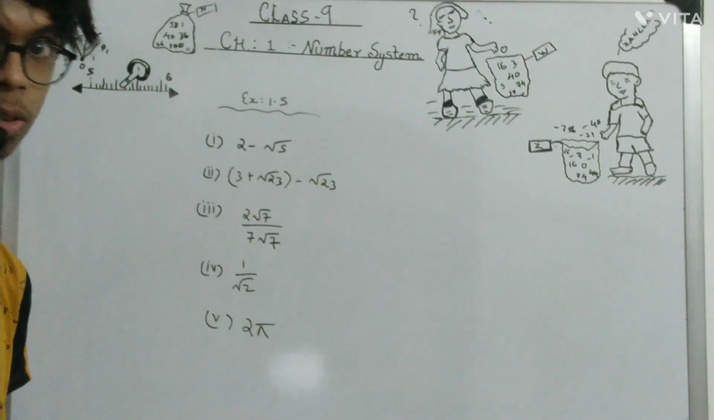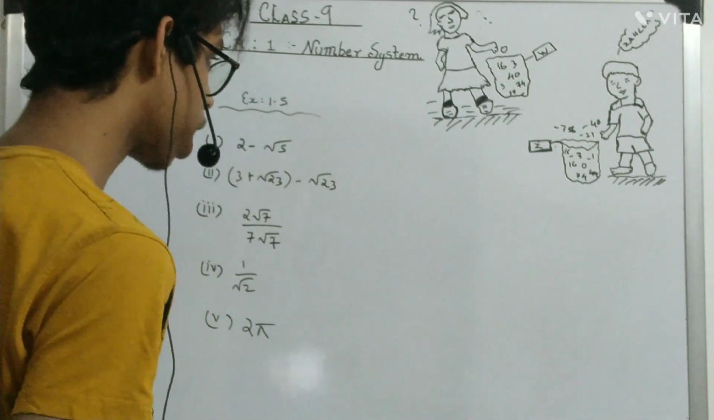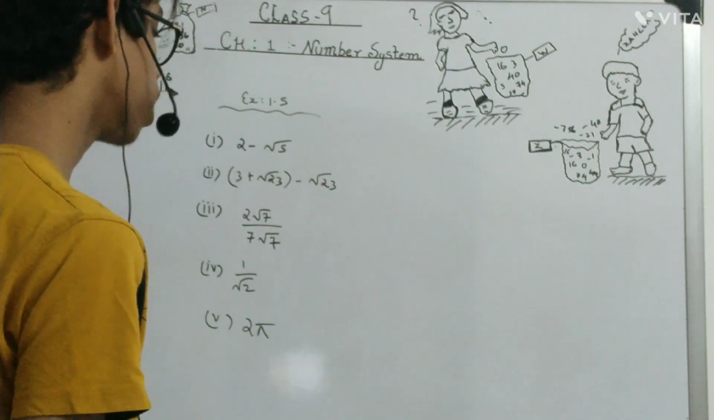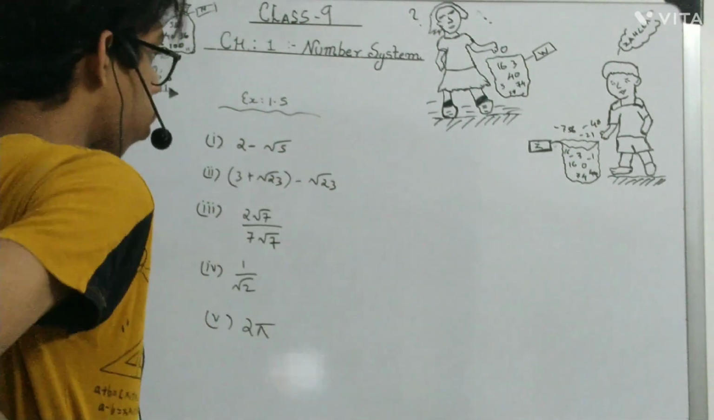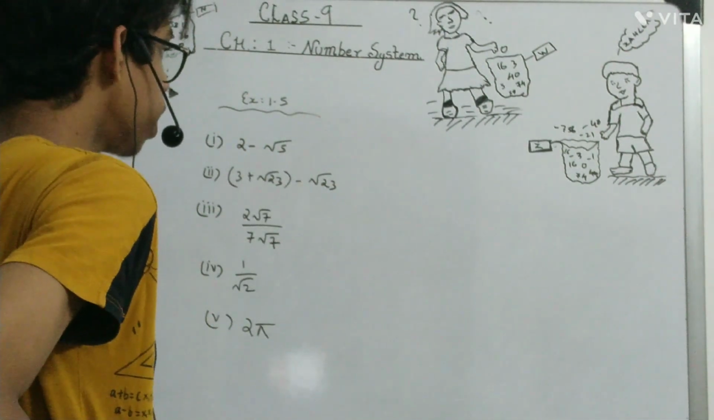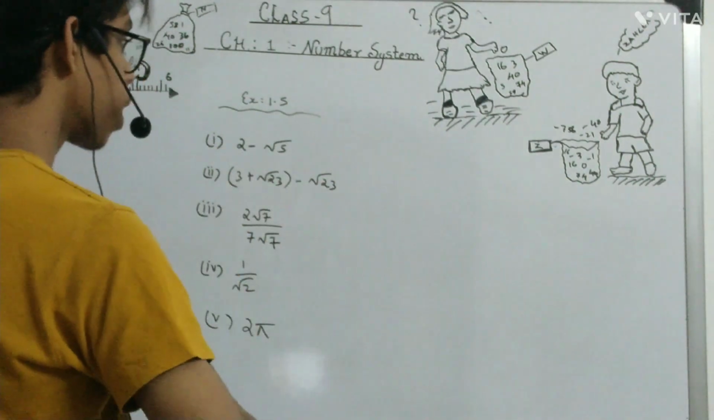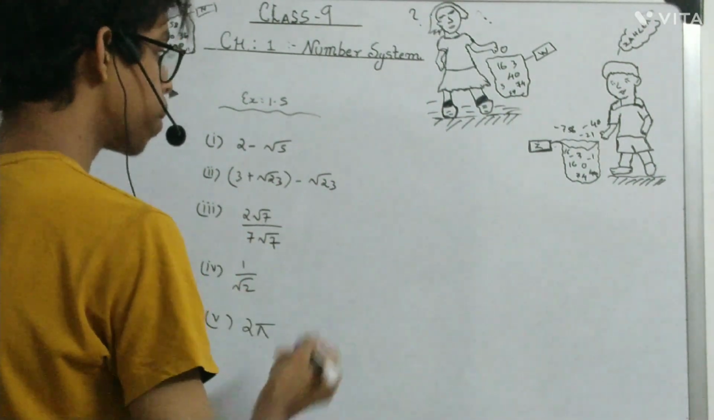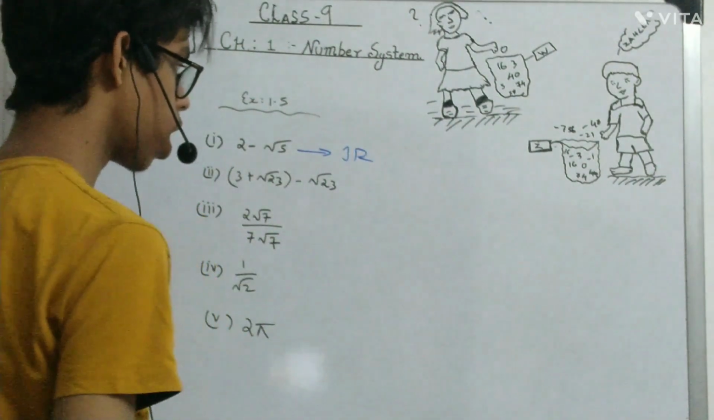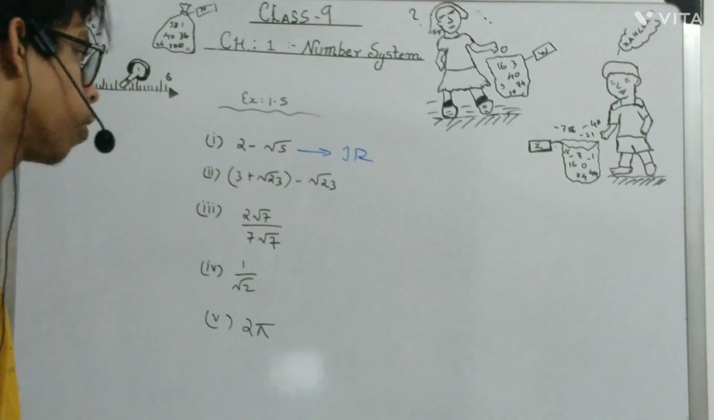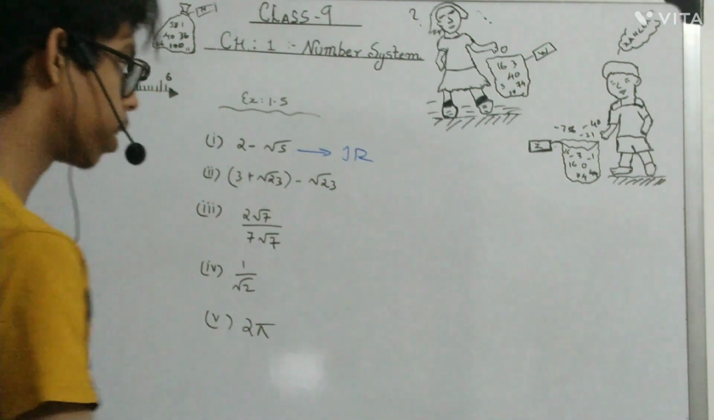In our previous class we had learned that whenever we do a rational minus an irrational number, it will always be an irrational number. Otherwise also, root 5 has a non-terminating, non-recurring decimal expansion. So 2 minus that is always a non-terminating, non-recurring decimal expansion itself. So we can write this as an irrational number. Now the next one is 3 plus root 23 minus root 23.